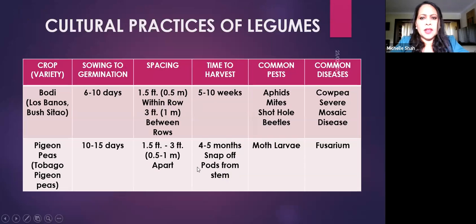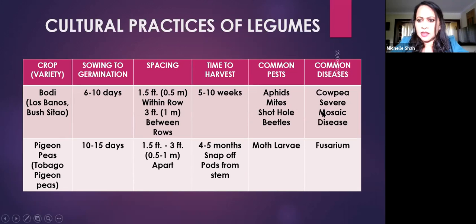Some of the cultural practices which we use for growing beans are for bodhi. They take 6 to 10 days from sowing to germination. The spacing is 1.5 feet within rows and 3 feet between rows. Time to harvest is usually 5 to 10 weeks. Common pests for bodhi are aphids, mites, shothole, and beetles. Common diseases with bodhi bean are the cowpea and the severe mosaic disease.